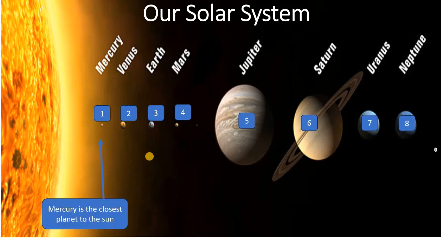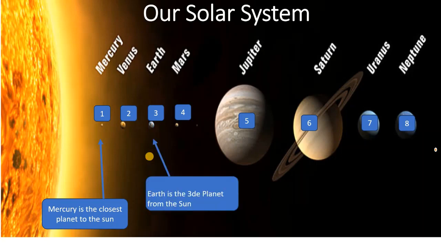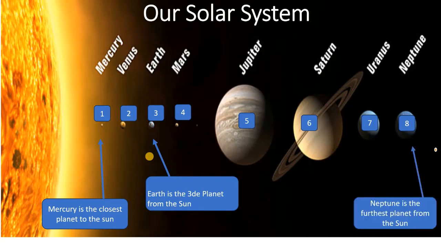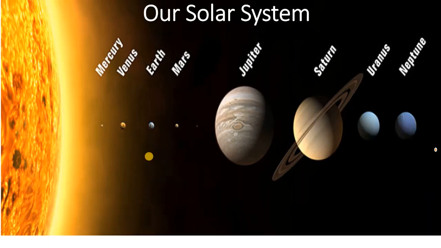This label tells us that Mercury is the closest planet to the sun. Again, Earth is the third planet from the sun. And then there we see that Neptune is the furthest planet from the sun.